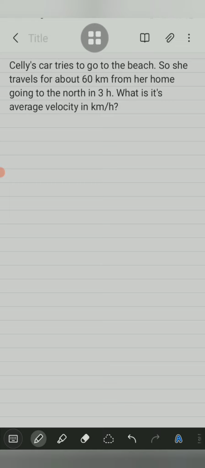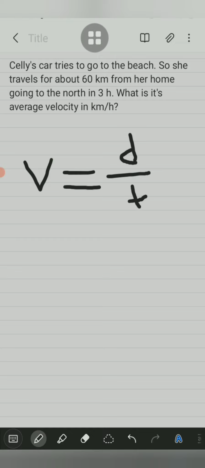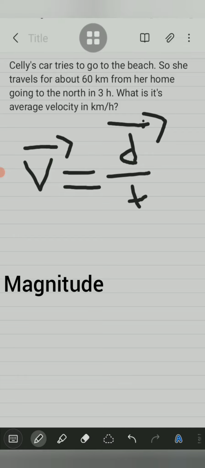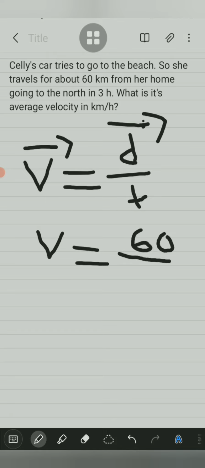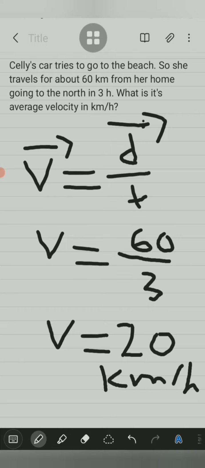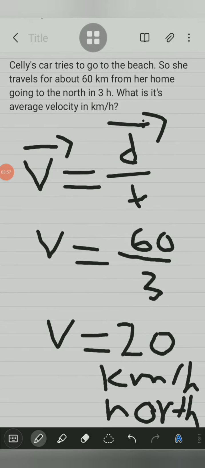Here's the formula that we use in calculating velocity. Velocity equals displacement divided by the time it took. And don't forget to put the arrow here because they represent vector quantities. A vector is composed of magnitude and direction. Don't forget that. So the velocity here is 20 kilometers per hour north.